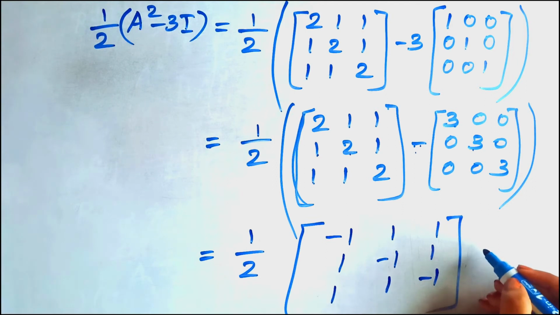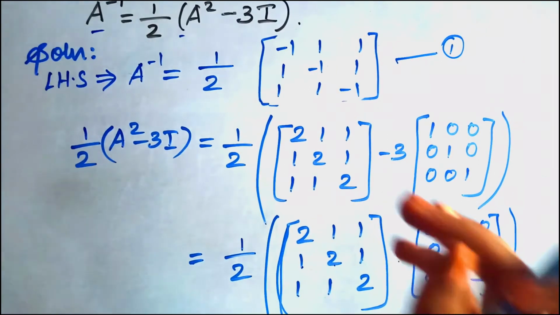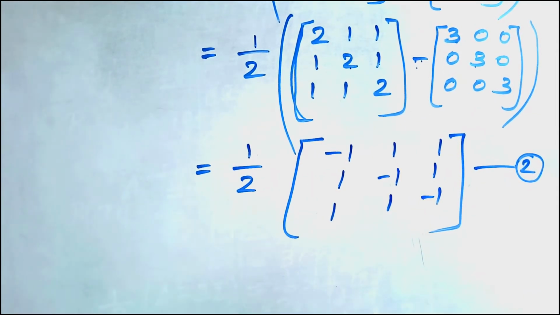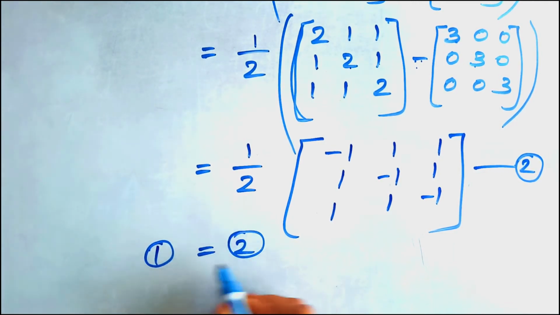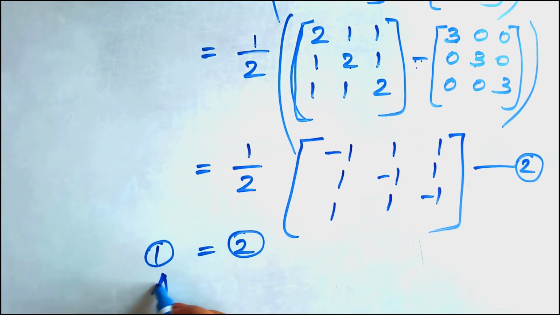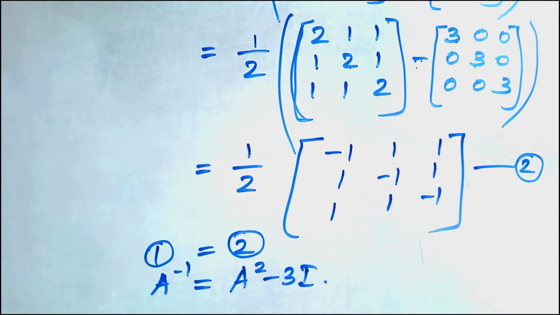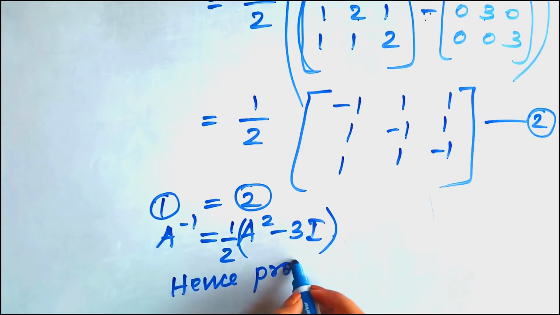Okay, so now let's take this as equation 2. Now this is our equation 1 and this is our equation 2. So both are equal. 1 is equal to 2. So first equation is nothing but our A inverse, and then second equation is A square minus 3I. So therefore, hence proved.